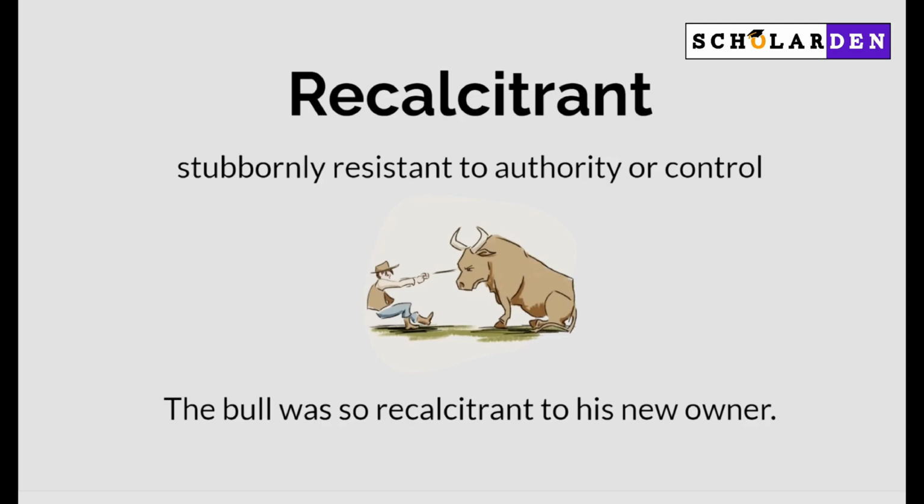Recalcitrant. This means stubbornly resistant to authority or control. The bull was so recalcitrant to his new owner. Or the babysitter dreaded going to that house because of the recalcitrant children.